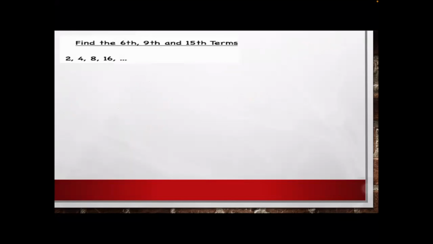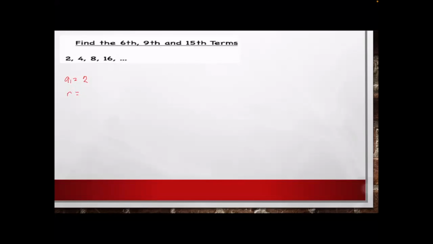We have here, find the 6th term, the 9th term, and the 15th term of this given: 2, 4, 8, and 16. So, we will get three terms. We have the 6th, the 9th, and the 15th. So, let's find first the a sub 1. Our a sub 1 here is equal to 2. Our r is equal to, what will be our r? Would you like to answer? Raise your hand. Yes, Cyril again.